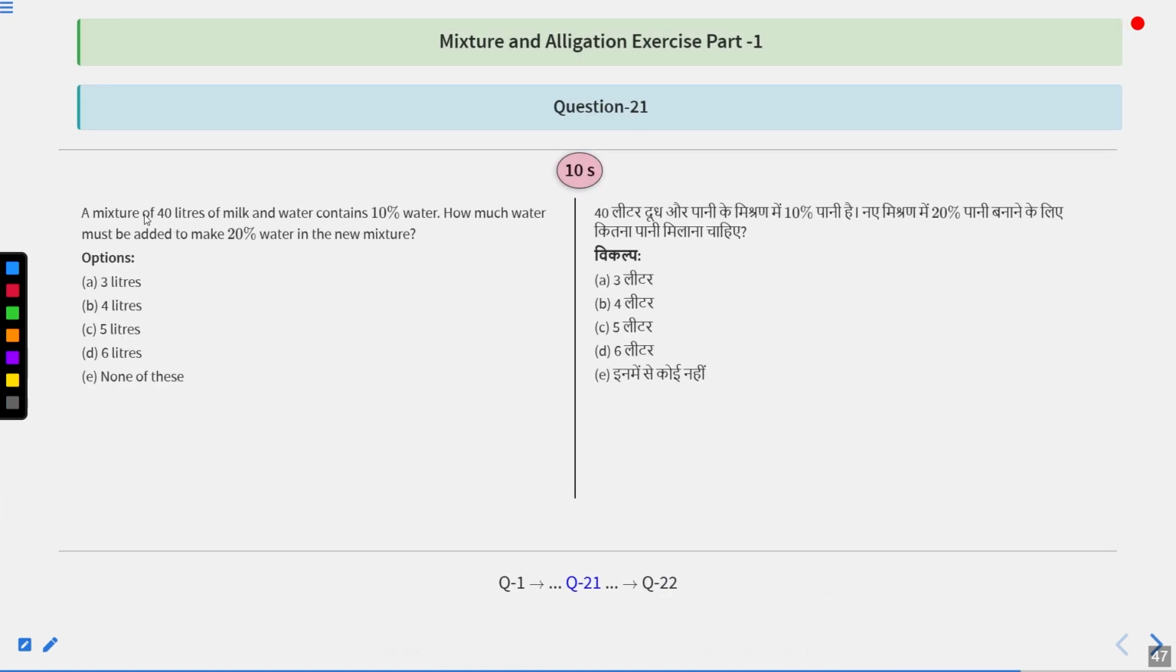Next question is, a mixture of 40 liters of milk and water contains 10% water. How much water must be added to make 20% water in the new mixture? You have 5 options and 10 seconds to analyze the question. Your time starts now.